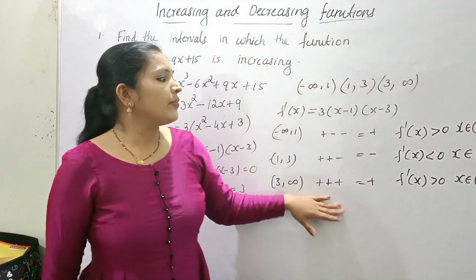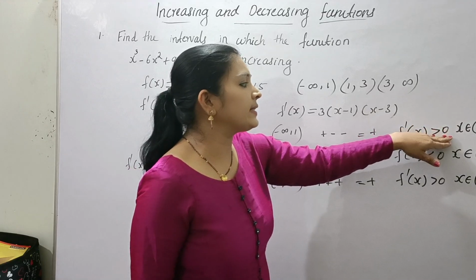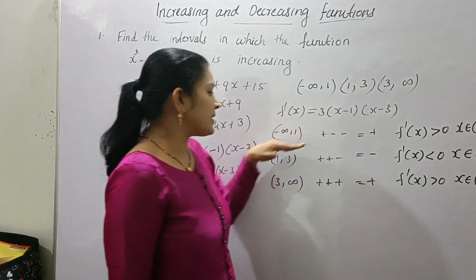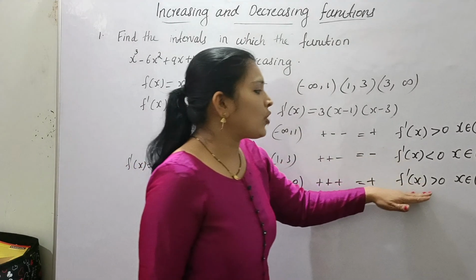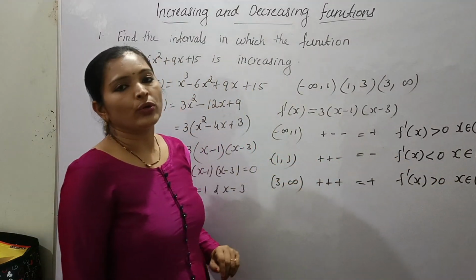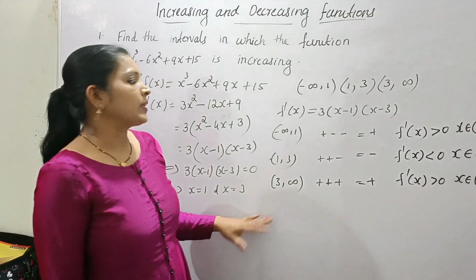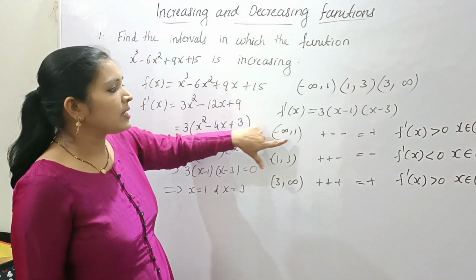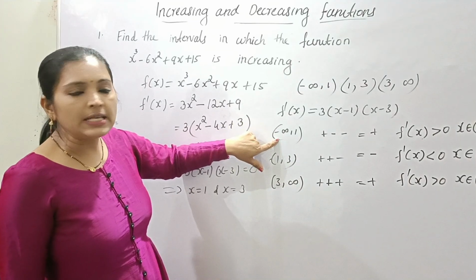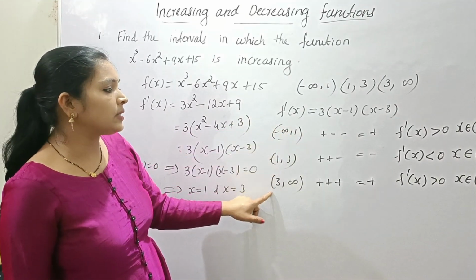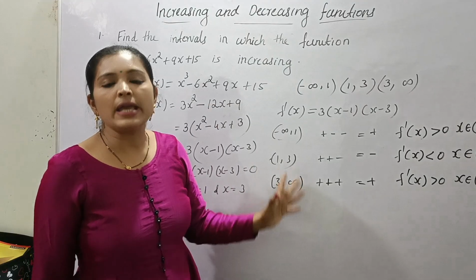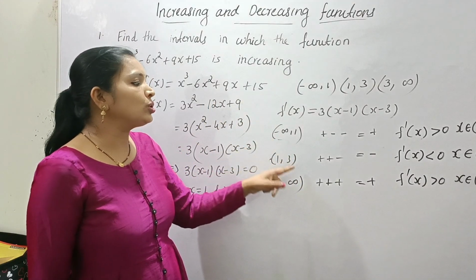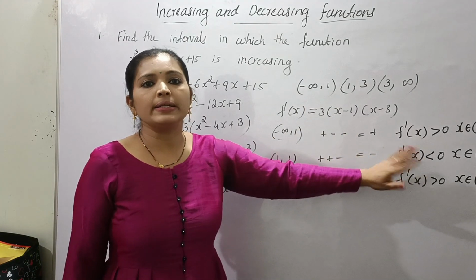Okay, so here we have got f dash of x is greater than 0 in the interval minus infinity to 1, f dash of x is less than 0 in the interval 1 to 3, and f dash of x is greater than 0 in the interval 3 to infinity. Now we say in which interval the function is increasing. In minus infinity to 1 and 3 to infinity, the function is increasing. And in the interval 1 to 3, the given function is decreasing.